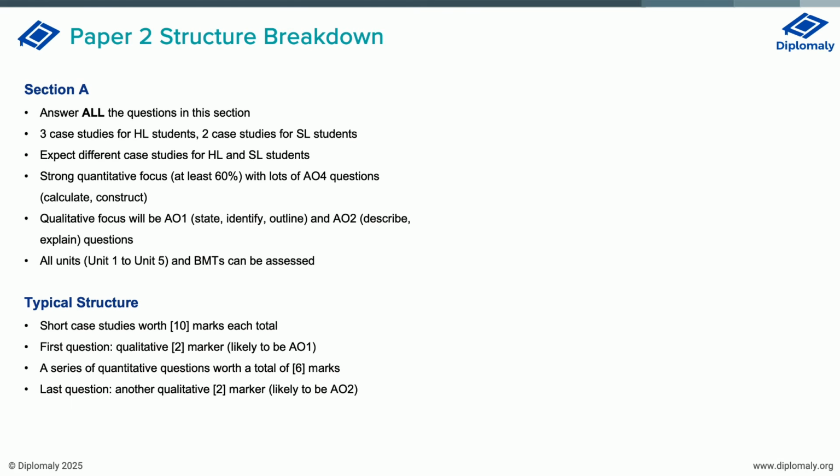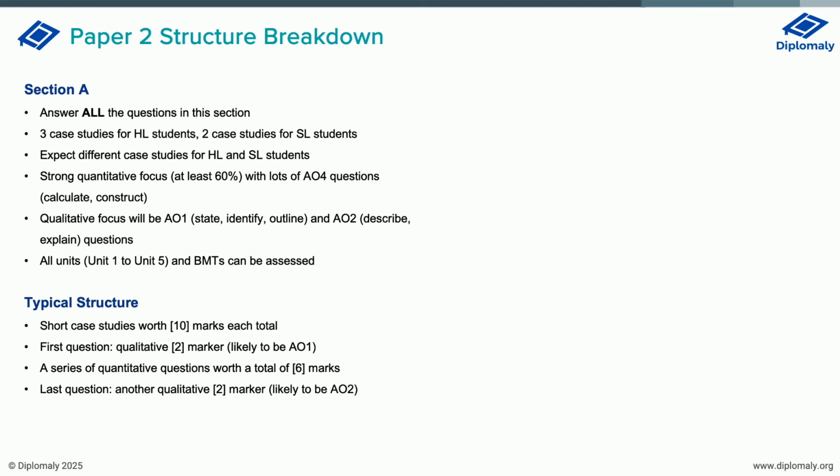If we do a deeper dive on an individual case study within Section A, each case is relatively short and will be worth exactly 10 marks. The first question you'll get is typically a qualitative 2-marker, which will be a simple AO1 question. You'll then get a series of quantitative questions worth a total of 6 marks. You might get 3 calculation questions worth 2 marks each. You might be asked to construct something worth 4 marks and then perform a calculation.